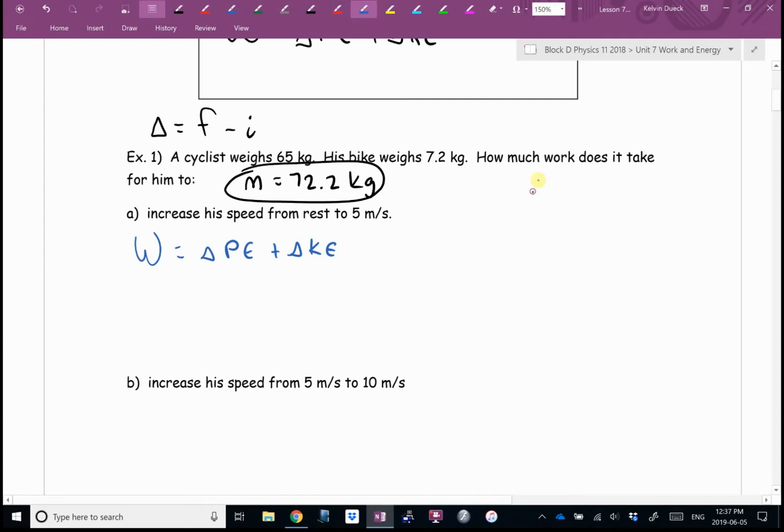Now, this change in potential only occurs when you have a change in height. I don't see this question mentioning a change in height at all. So I'm going to assume we're on level ground. If they gave me a hill height, that would be my change in potential. But I'm going to assume level ground, so I can cross that out because I don't see a change in height anywhere. Okay with that? What's changing? So the change in kinetic energy, the work, is going to be KE final minus KE initial.